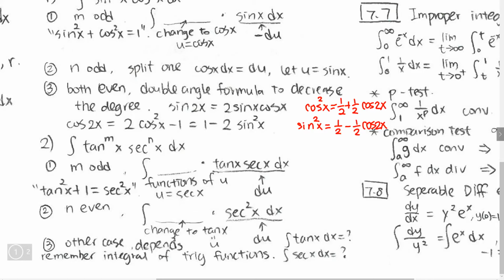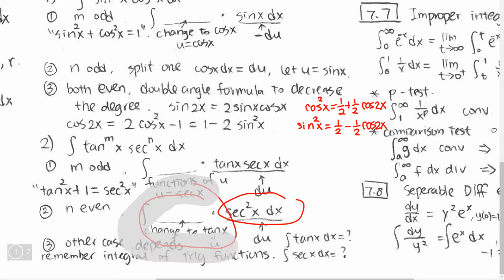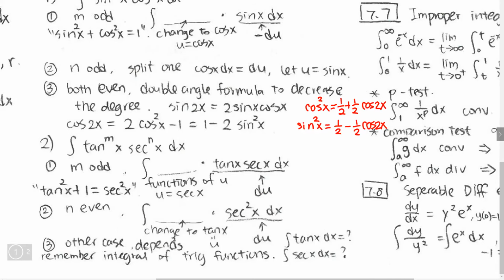And when the power of secant is even, in that case, you're going to split off secant squared at the end. So secant squared is the derivative of what function? Yes, tangent. So that's why you're going to change the rest in terms of tangent. Then you let u be tangent, du be secant squared dx.